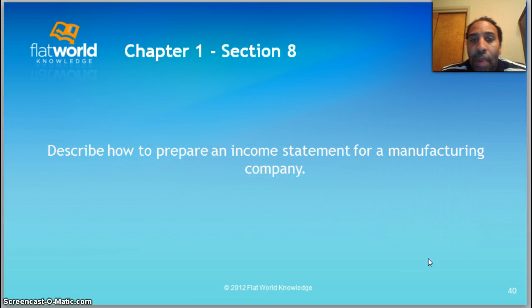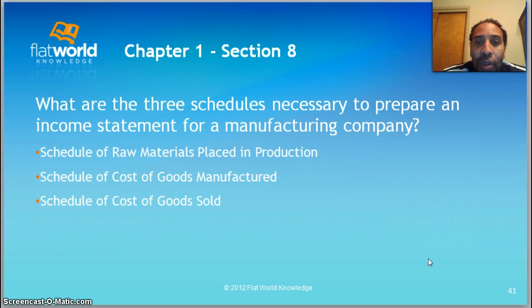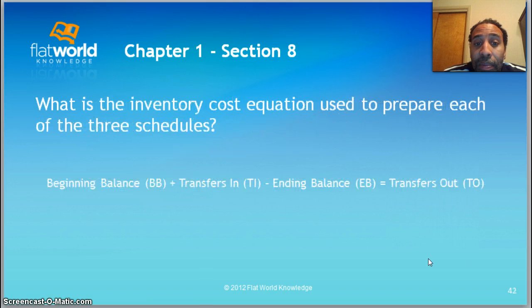So describe how to prepare an income statement for a manufacturing company. What are the three schedules necessary to prepare an income statement for a manufacturing company? Well, we already talked about this: the schedule of raw materials placed in production, the schedule of cost of goods manufactured, and the schedule of cost of goods sold. So what is the inventory cost equation used to prepare each of these three schedules? And we'll see this on the next three diagrams that we have.